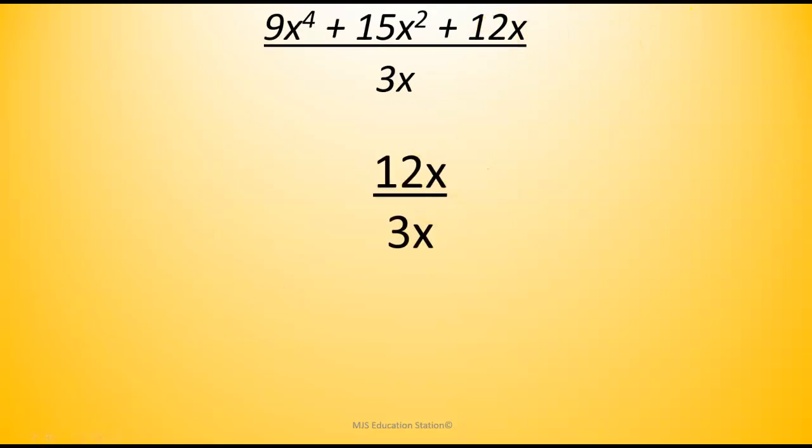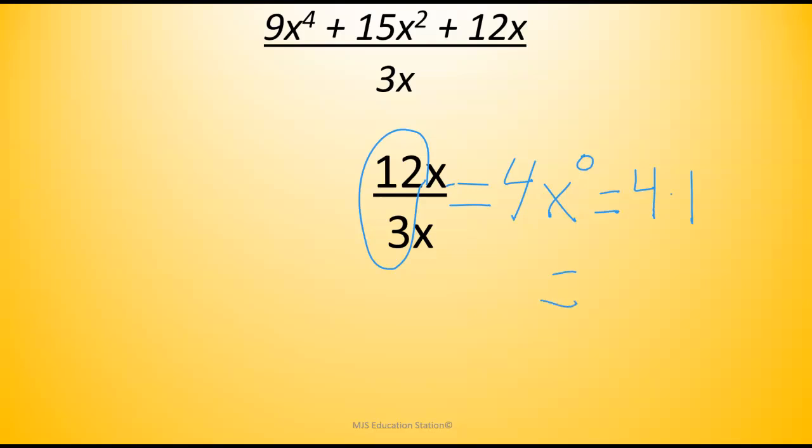Lastly, 12x divided by 3x. So 12 divided by 3 is going to equal 4. Then we've got x to the first divided by x to the first. When we divide exponents, we subtract. So 1 minus 1 would give us x to the 0. And here's where I was telling you x to the 0 is 1. Any variable, or number, raised to a 0 exponent is 1. So 4 times 1 would equal 4. Just the number 4. I'm going to show you that again in the next step.